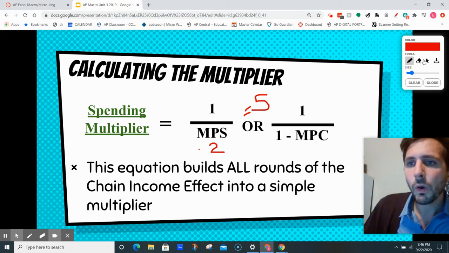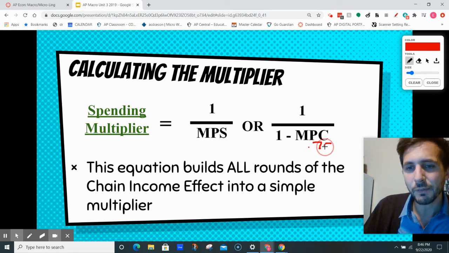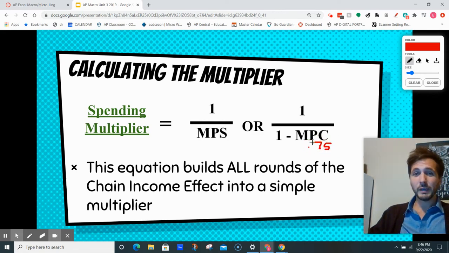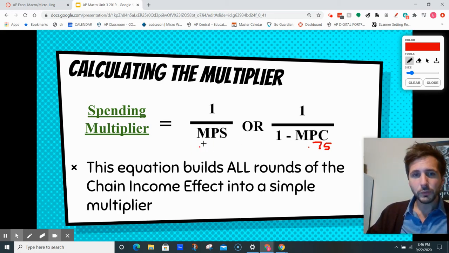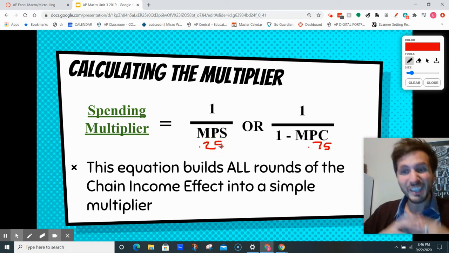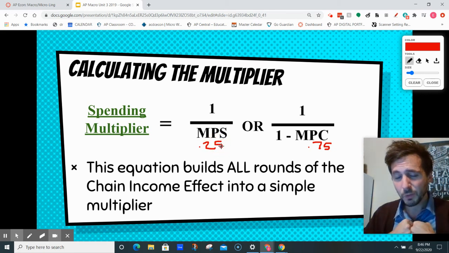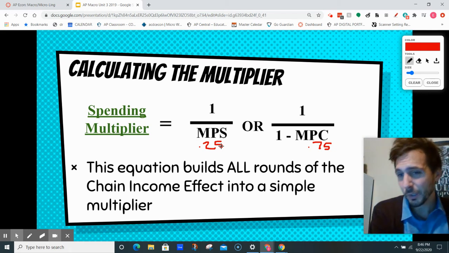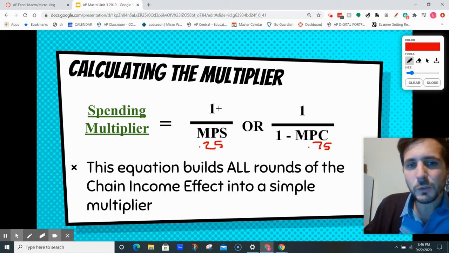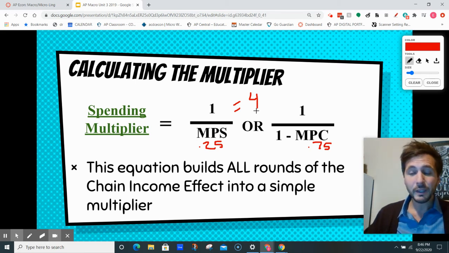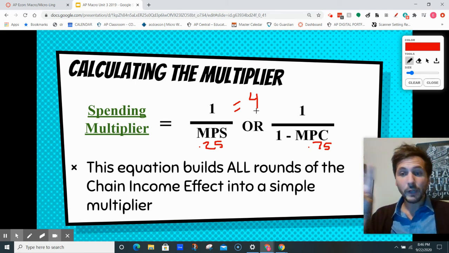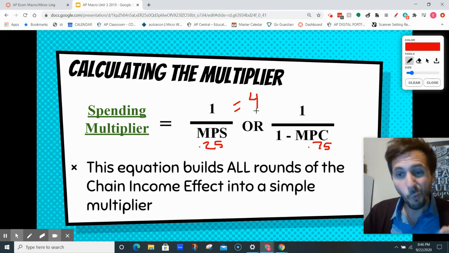Okay? Or I can make this a little more complicated on you. I can say MPC is 0.75. If MPC is 0.75, what's MPS? Well, it must be 1 minus 0.75 or 0.25. Remember, 0.75 means 75% of all new money coming in, I'm spending, which means 25% of it I'm saving, or marginal propensity to save. So MPS is 0.25. 1 divided by 0.25 equals 4. In other words, for every dollar I spend, it's going to have a multiplied impact of $4. So if I want to have a $4 impact, I only have to spend $1.